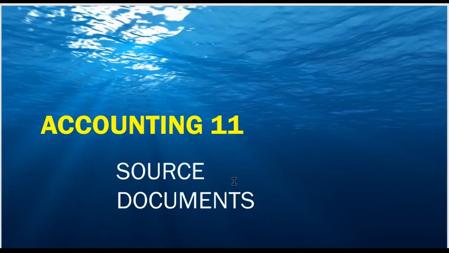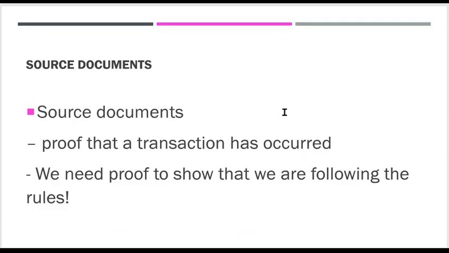So I want to do a quick review of source documents. I'm not going to go over everything, but I'm going to go over the main ones. Source documents are basically proof that a transaction has occurred. We need proof in case the government wants to audit us. We want proof to show that we're following the rules. Basically, we need documents for everything that we do.